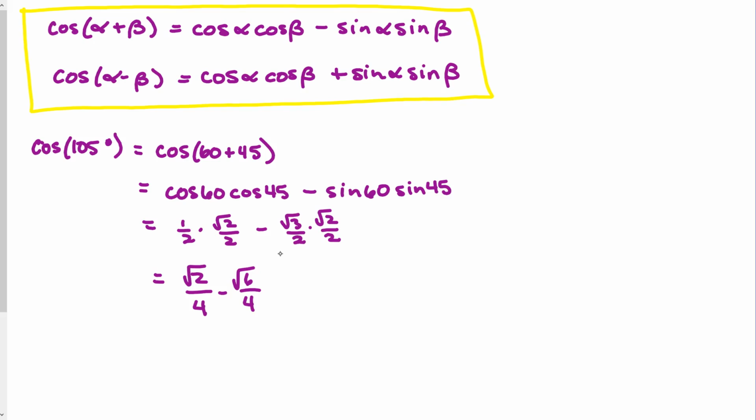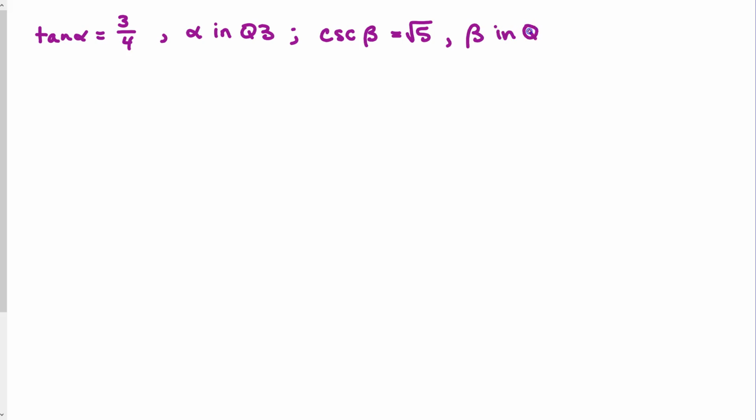And then, of course, you can use the calculator to check and see that cosine of 105 really is equal to that value. Okay, let's do one more example, and this example is going to be a little bit different style. So this one says that the tangent of alpha is 3/4, and alpha is in quadrant 3. And it says the cosecant of beta is square root 5. And beta is in quadrant 2. So basically we're getting all these clues about alpha and beta. And the goal for this problem is to find the cosine of alpha minus beta.